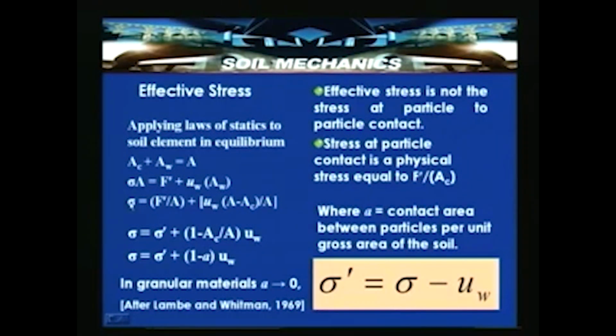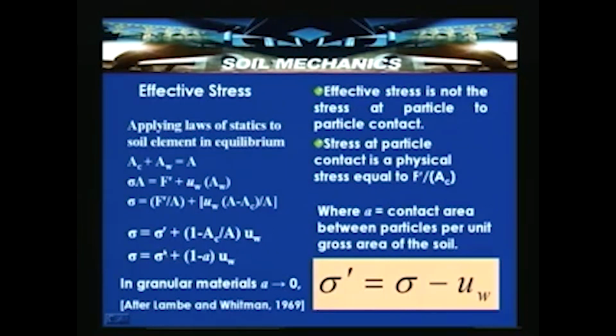By dividing by A, this can be written as sigma is equal to F' by A plus UW into (A minus AC) by A. This can be simplified to sigma is equal to sigma' plus UW into (1 minus AC by A). If we write AC by A as small a, where a is the contact area between particles per unit gross area of the soil, then this reduces to sigma is equal to sigma' plus (1 minus a) into UW.